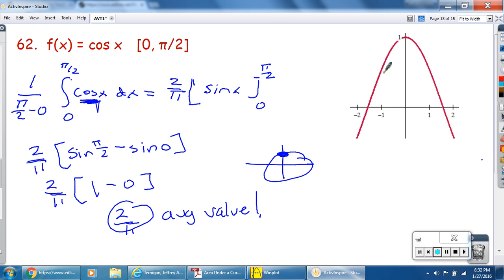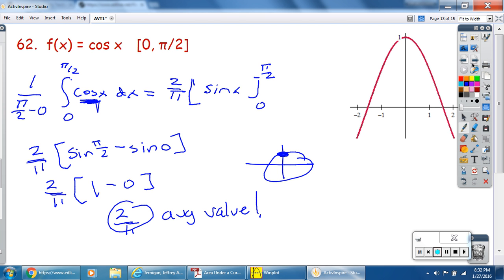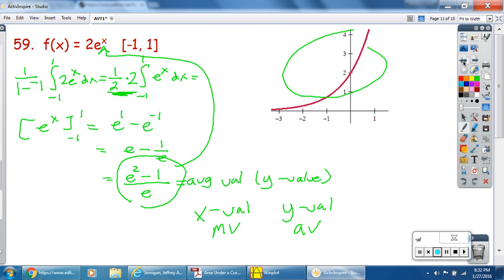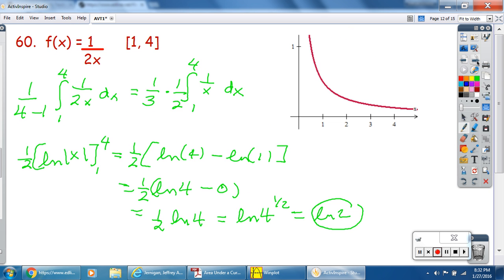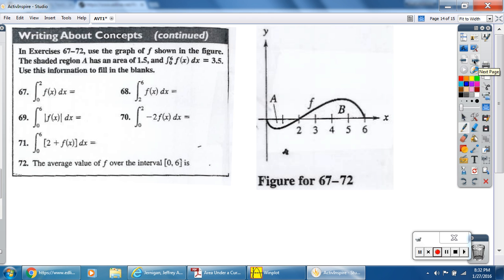Okay, so basically you've got to learn that formula. There are a couple more that I'm going to do for you here. Unfortunately, I don't have the problems for 62 and 63. It's an area under the curve problem. You should be able to use the solutions manual, which is still online for you to take a look at. I'm going to jump to 67 to 72.